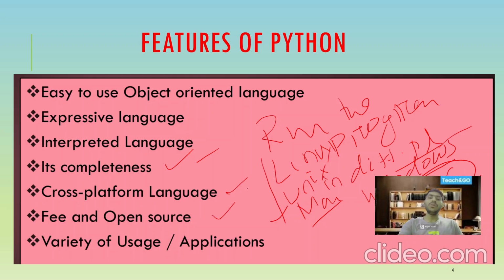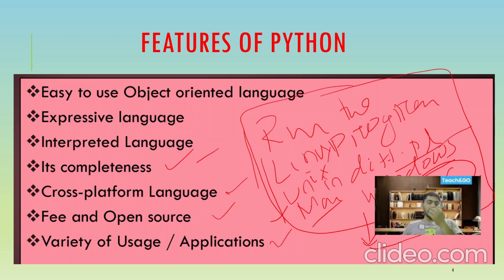Then free and open source. That means the source code of Python is open for any library, anything you need to use. It is open for you, and you can download the Python software freely. Then a variety of uses and applications. In running or building different applications, you can use the Python language.